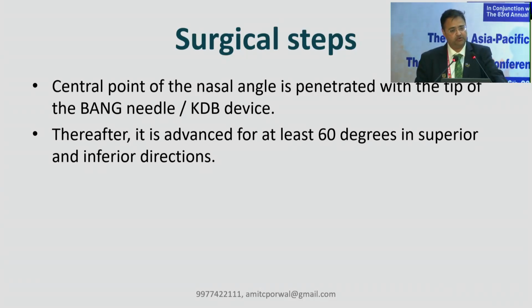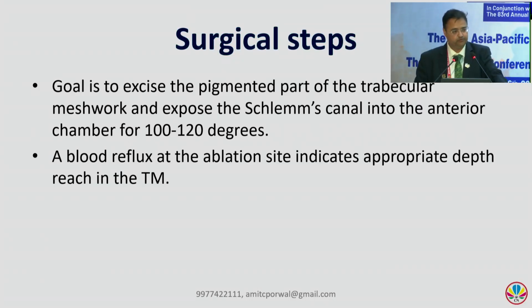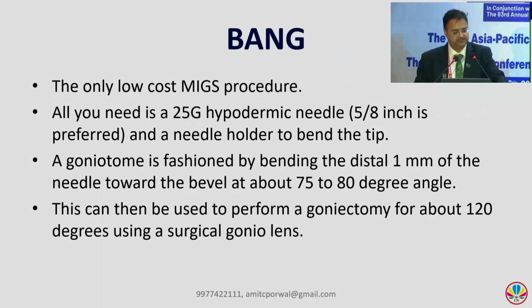But I'm going to talk about the 120 degree goniotomy because that gives a result on par with the 240 or the 360 goniotomy. So the goal is to excise the pigmented part of the trabecular meshwork and expose the Schlemm's canal into the anterior chamber for 100 to 120 degrees. A blood reflex at the ablation site indicates appropriate depth has been reached.